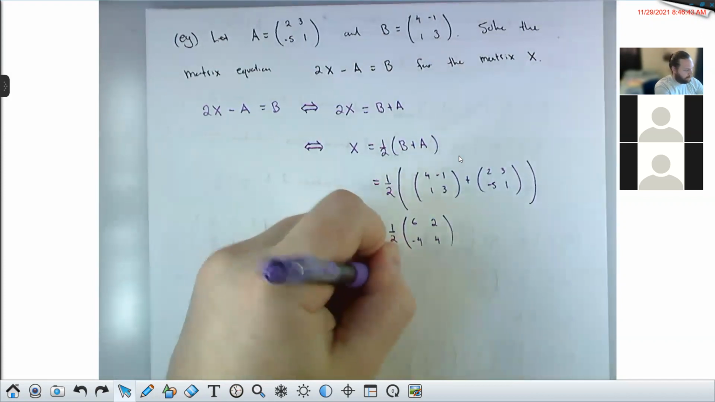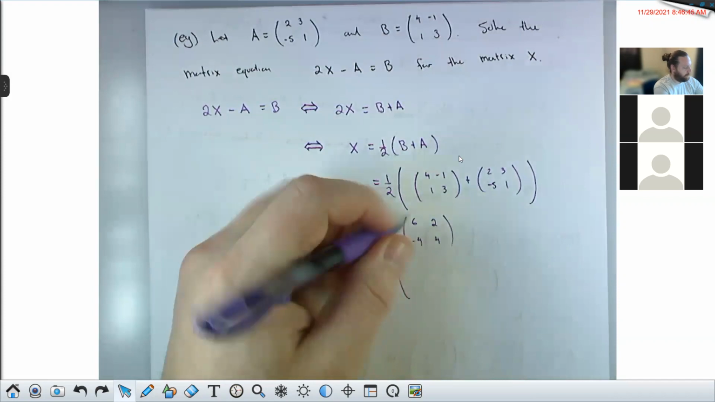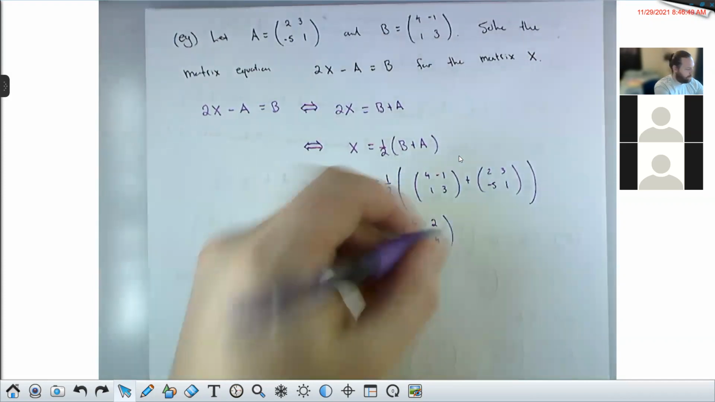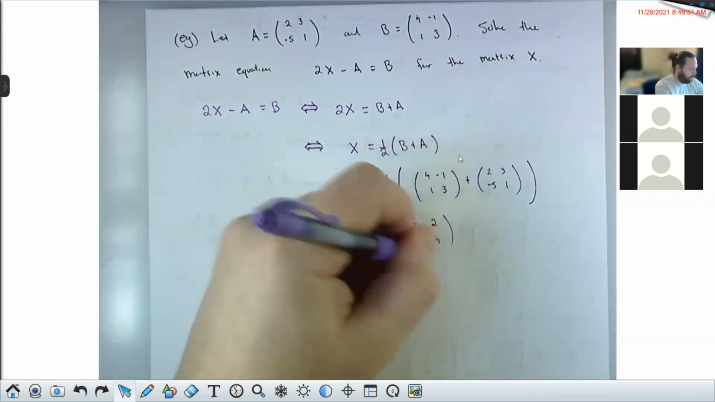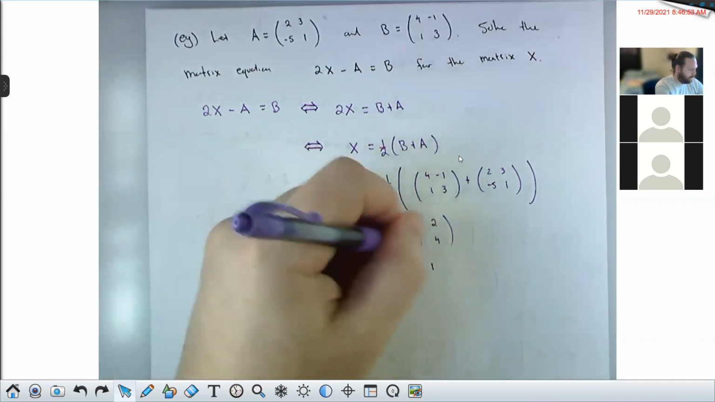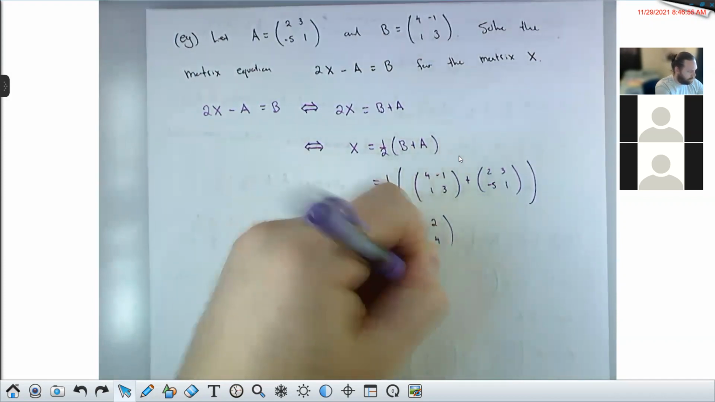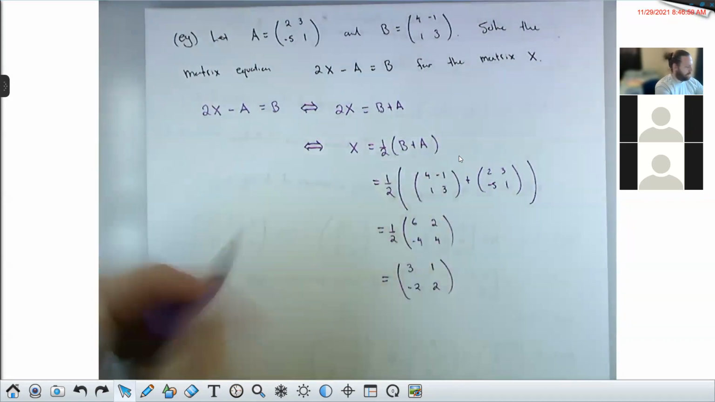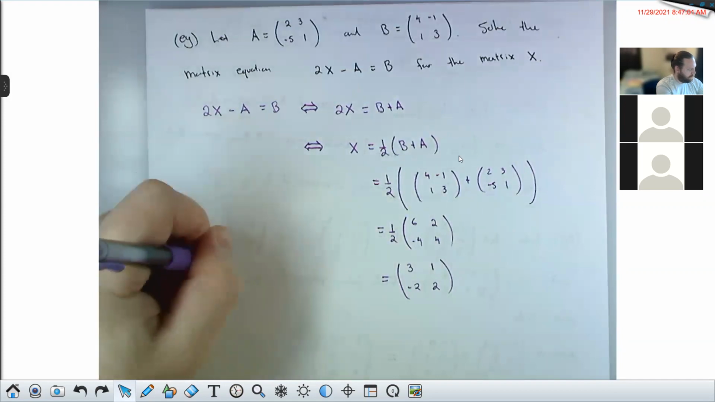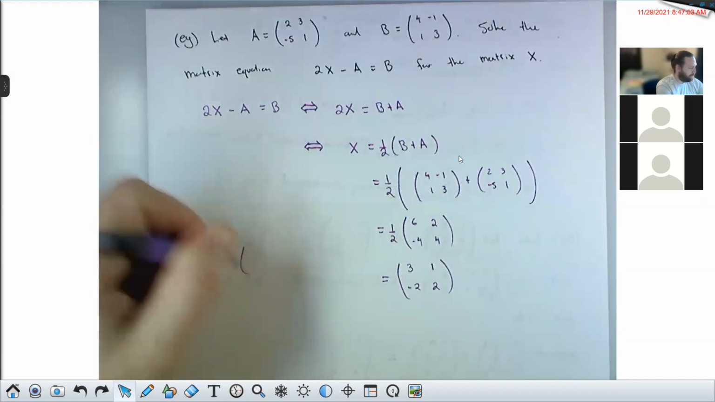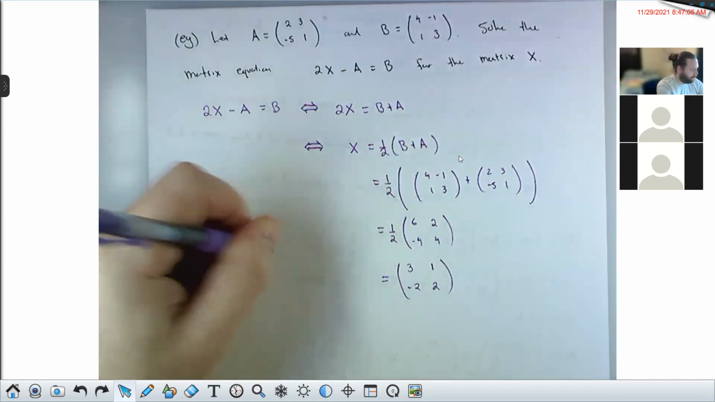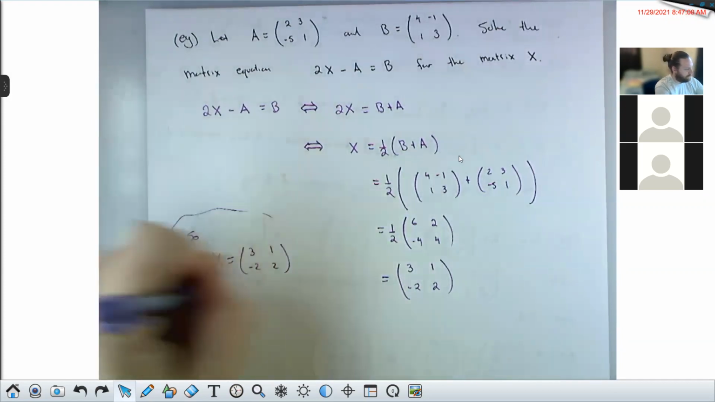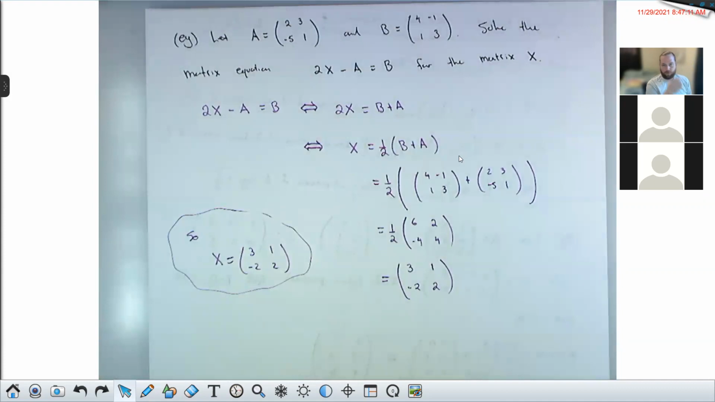And then if I want to multiply this matrix by 1/2, I'm going to multiply every entry by 1/2. So 6 times 1/2 is 3. 2 times 1/2 is 1. -4 times 1/2 is -2. And 4 times 1/2 is 2. So X is the 2 by 2 matrix 3, 1, -2, 2. That's it. We just solved our first matrix equation.